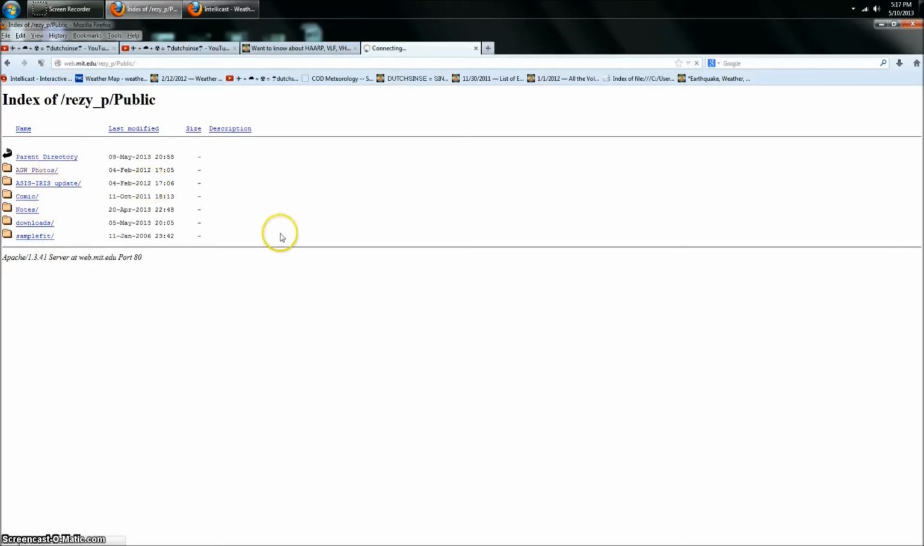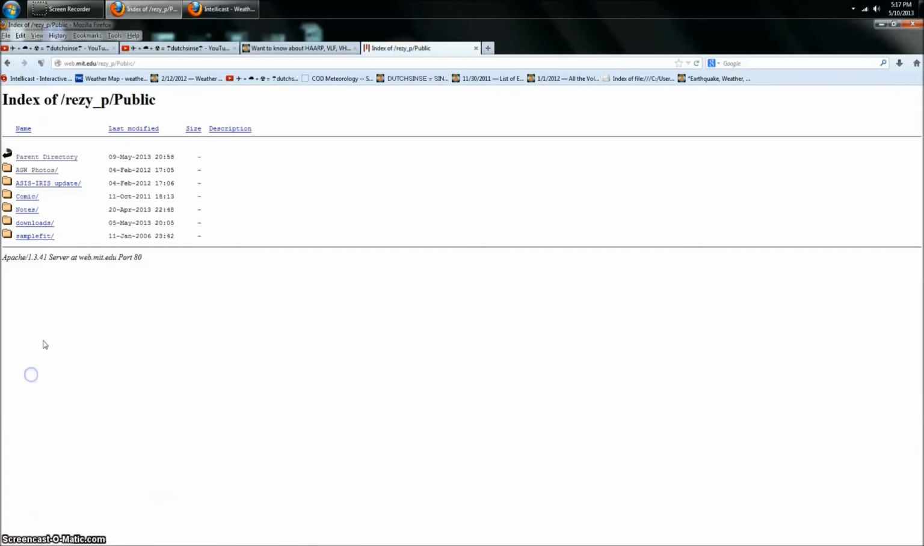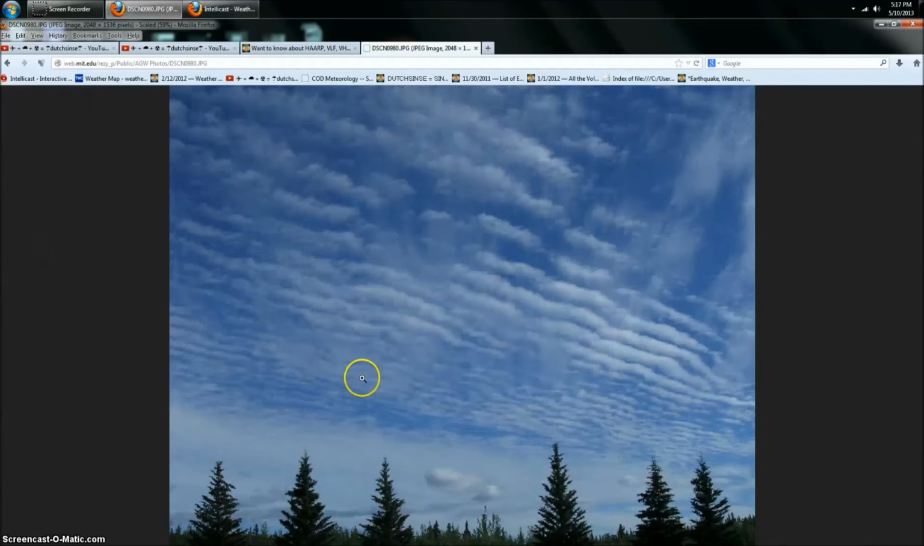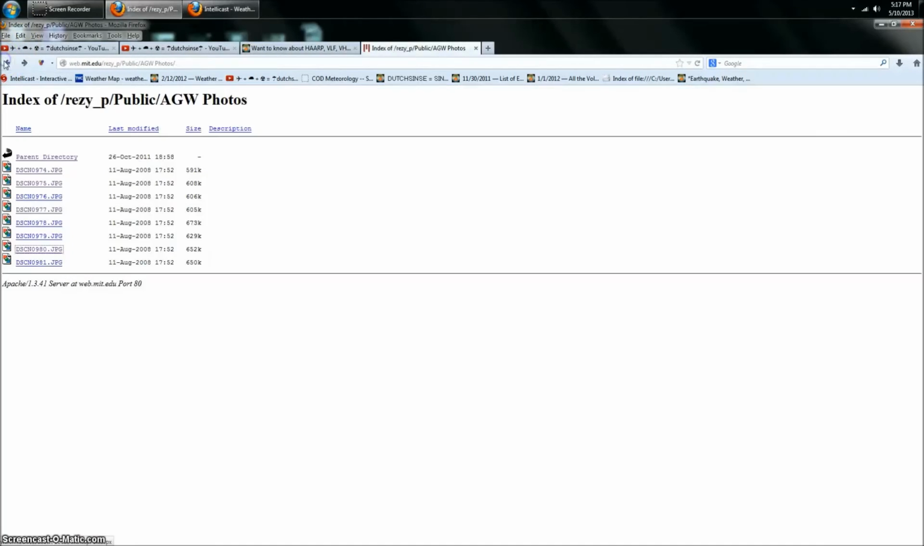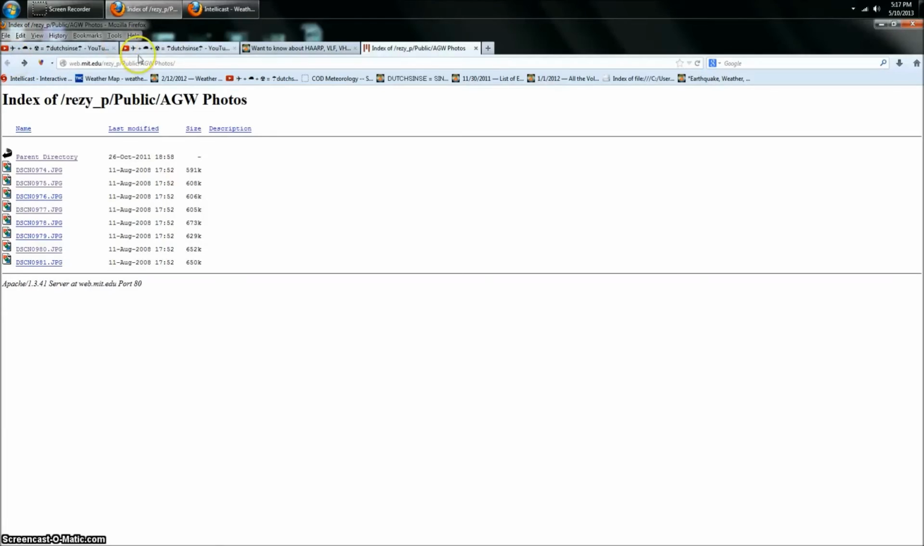All right, and it's pretty interesting to see. It's open for public use. It's not like you're hacking in anywhere. But here it is, and it's in public. AGW photos. Nothing but pictures of what we would call HAARP clouds, which really are very low frequency propagating global waves, as they're called, and we've documented that as well.